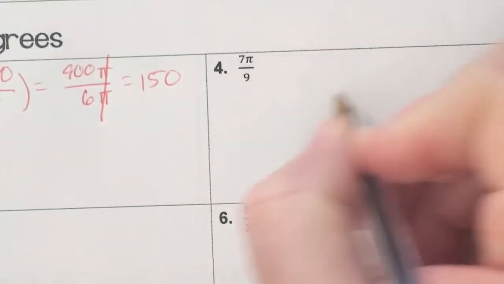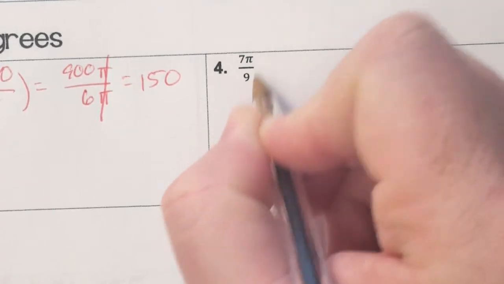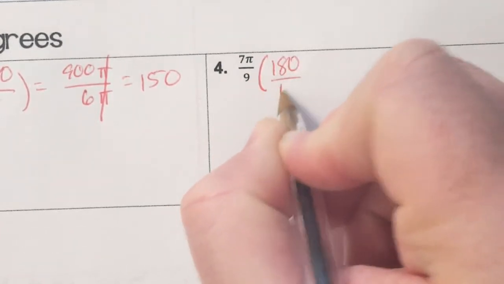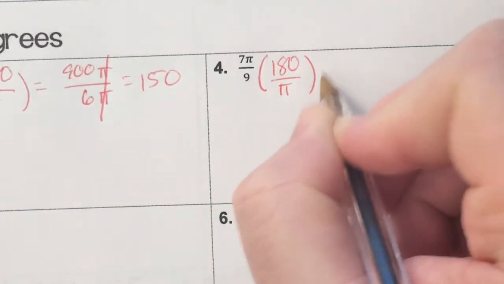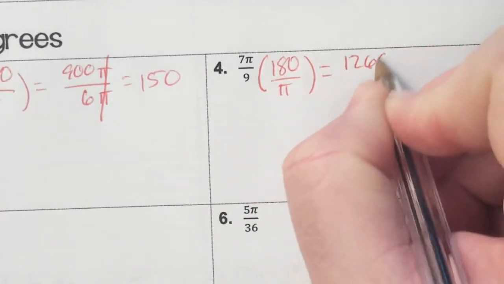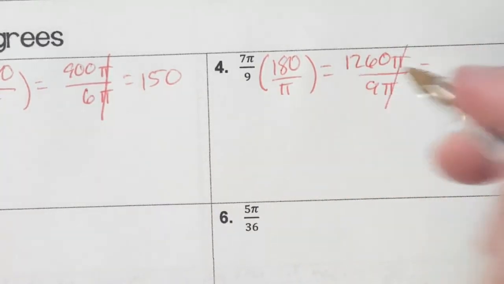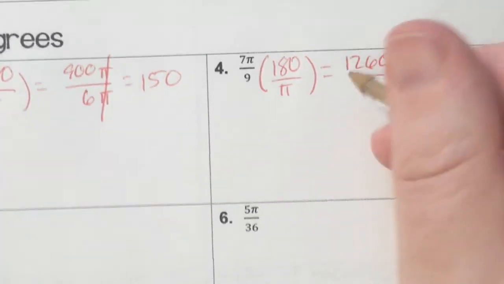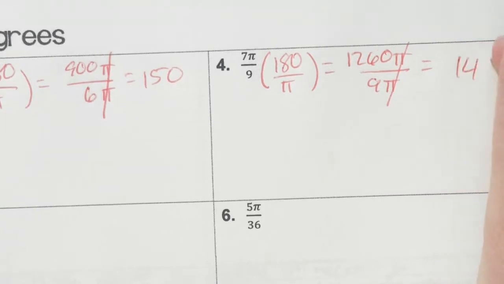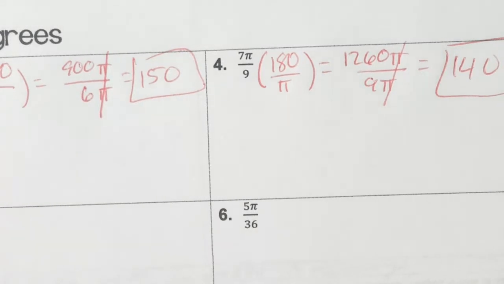Okay, let's do number 4. All right, same idea. So we have 7 pi over 9. We're going to multiply by 180 over pi, because we want degrees. We want to get rid of radians. Multiply across. 7 times 180. We get 1260 pi over 9 pi. The pi is crossed out. 1260 divided by 9, we get 140, and that's your answer. Awesome.